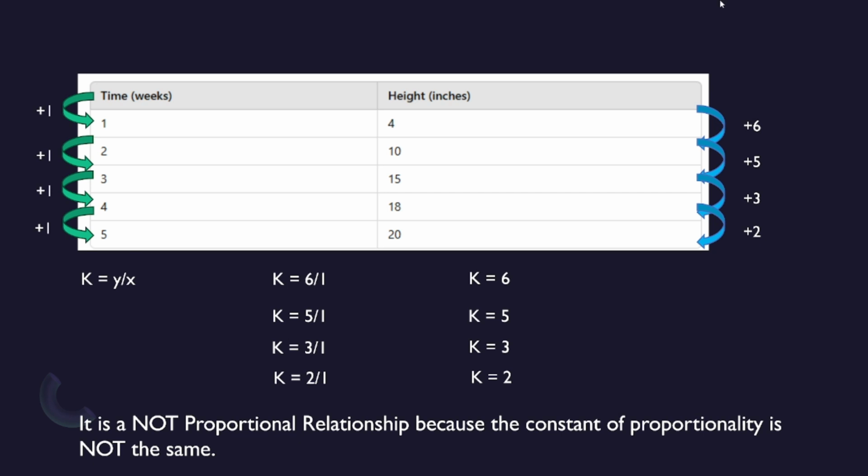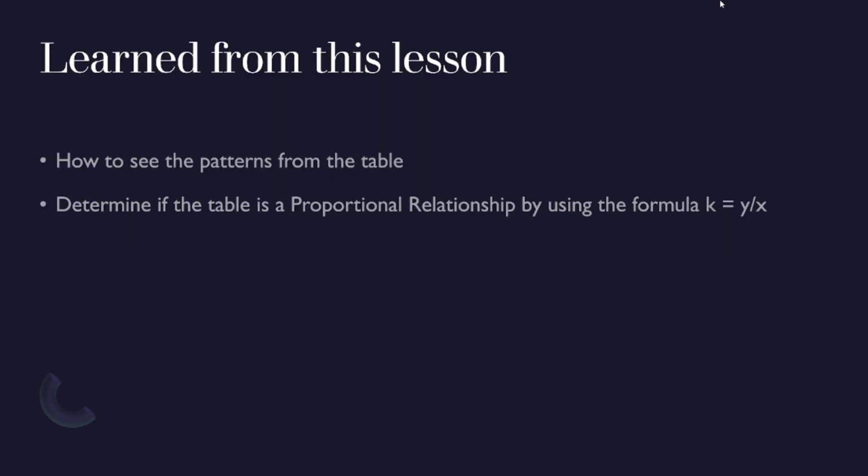Alright guys, so we reached the end of the lesson. Before I end it, I just want to go over some stuff that we learned. We've learned how to see the patterns of the table and determine if the table is a proportional relationship by using the formula k equals y over x. So hopefully you guys found this video very useful, and hopefully you're able to understand the idea of how to determine if a table is a proportional relationship.